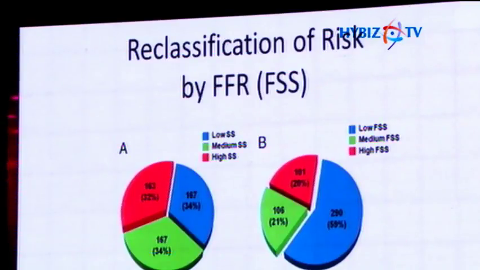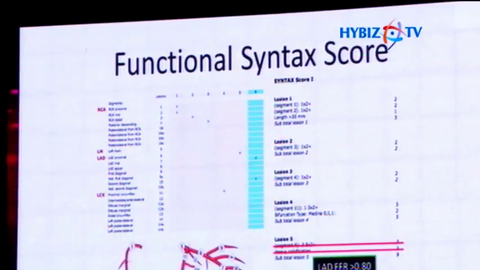Here is a reclassification of SYNTAX score by adding physiological information. On the left, you see patients with a low SYNTAX score, high SYNTAX score, and a moderate SYNTAX score. And when you add physiological information, you saw a large number of patients moved from a moderate or severe SYNTAX score to a low SYNTAX score. So we reclassified a patient with severe 3-vessel disease to now a 2-vessel or a 1-vessel disease.